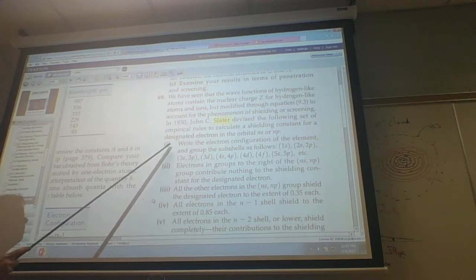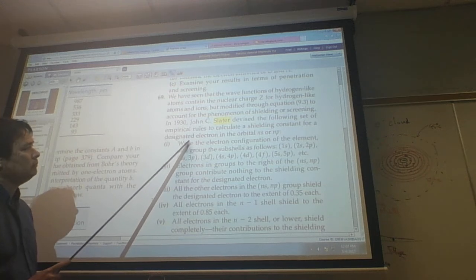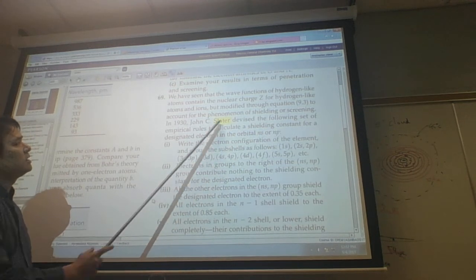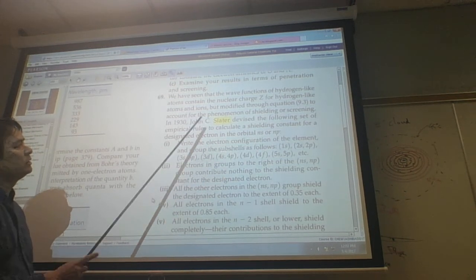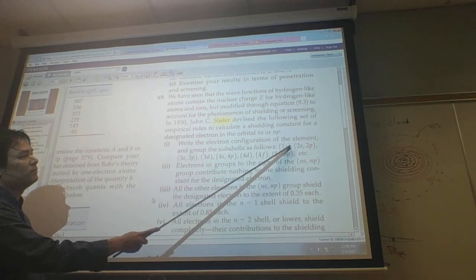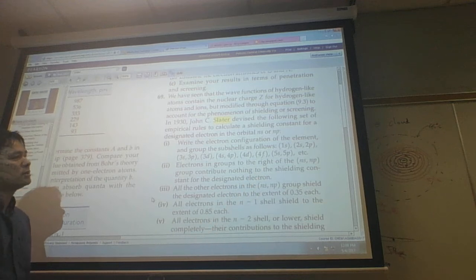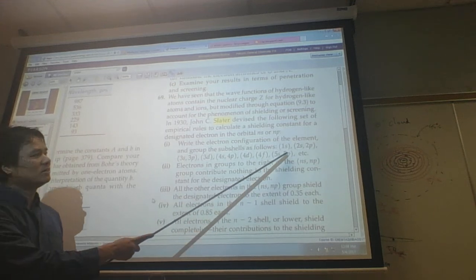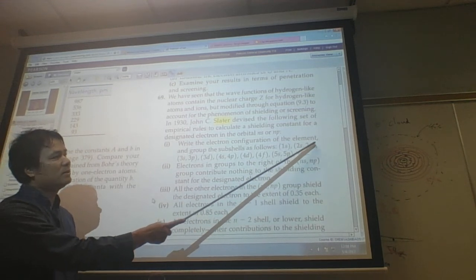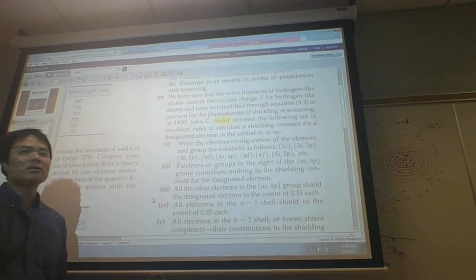And so what Slater said is this. Slater devised the following set of empirical rules to calculate a shielding constant. Write the electron configuration of the element. So we write out the electron configuration, but we write it like this, where we put the 2s and the 2p in the same shell. 2s and 2p are in the same shell.